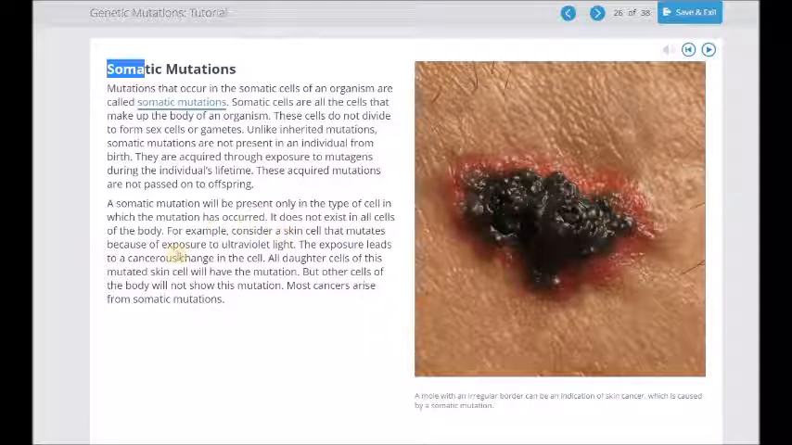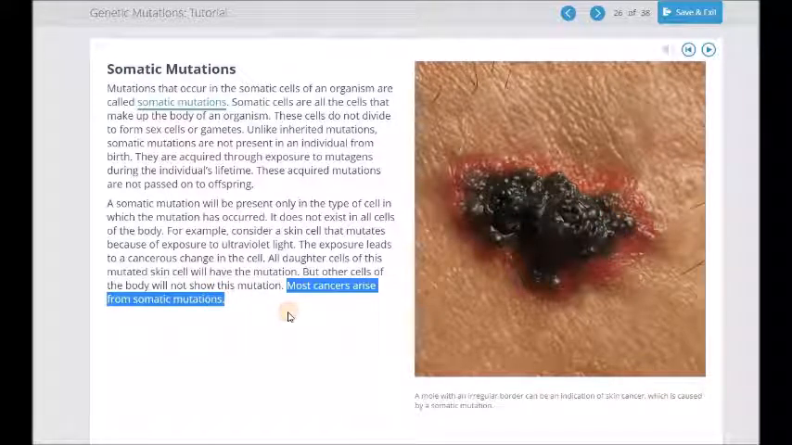It's only present in the type of cell that the mutation has occurred. Skin cells have skin cancer. This type of cancer is not going to be found in the bone, all right, because it's not bone cancer. It's skin cancer. Most cancers arise from somatic mutations.